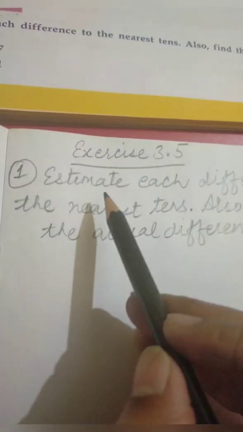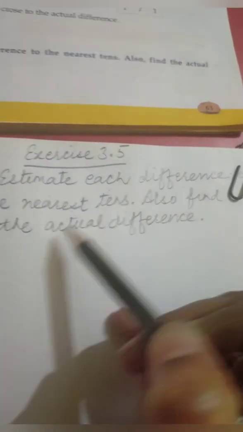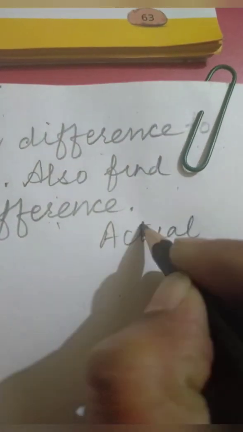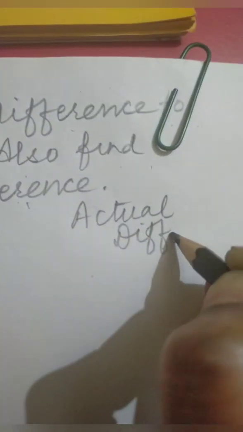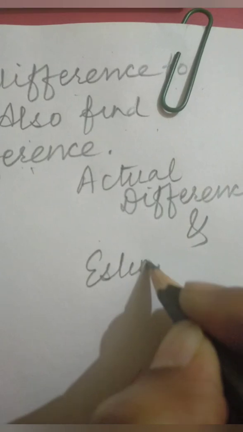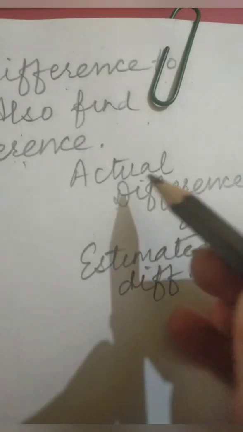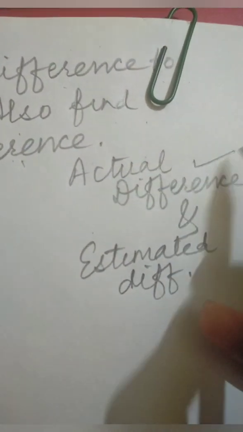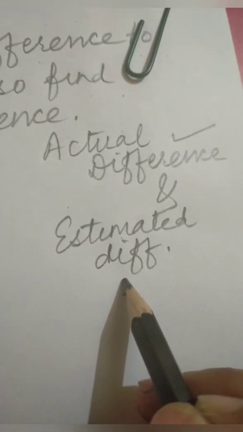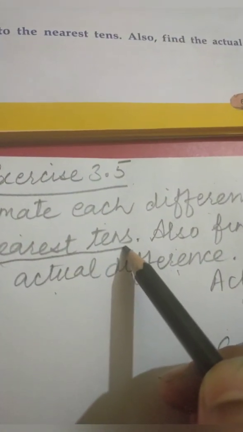Now what is the question? Estimate each difference to the nearest tens and also find the actual difference. Means here we have to find out the actual difference and the estimated difference. Both the differences we have to find out. Actual difference means with the help of the statement which is given to us, we will find out the actual difference, and for the estimated difference, the numbers which are given in the sum, we will estimate them to the nearest tens, and after that we will find out the difference.